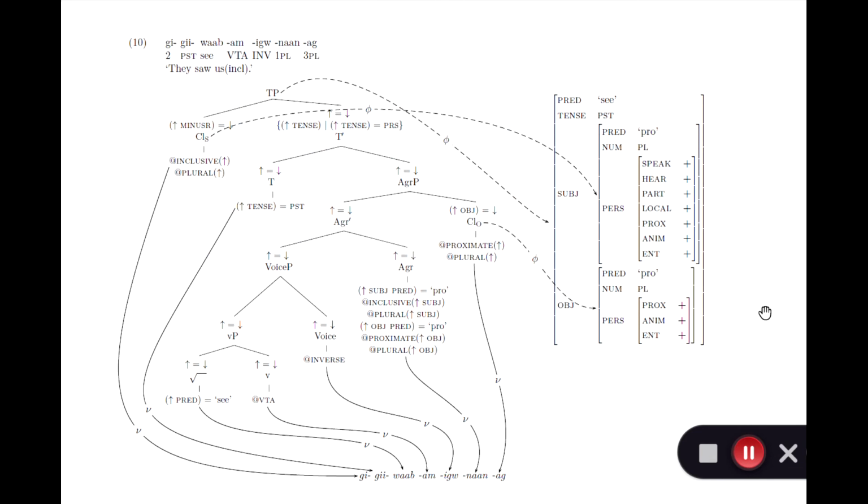So this is the structure for a sentence that translates as "they saw us" inclusive. So this demonstrates a few things. First of all, because first person inclusive is ranked higher than third person, this means that the subject here is actually going to be the patient, us, and the object is going to be the agent, they. And so this is marked by invoking the inverse template on the voice head, and we'll talk about these templates a little bit later on.